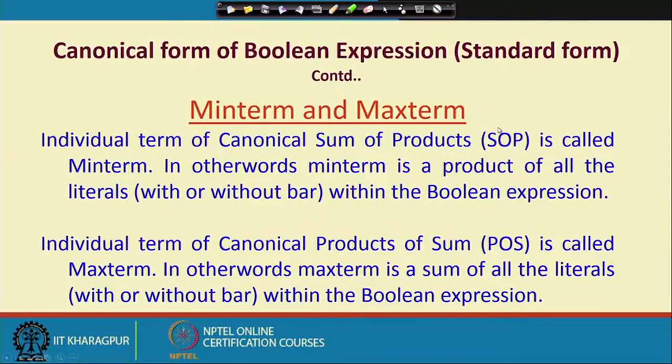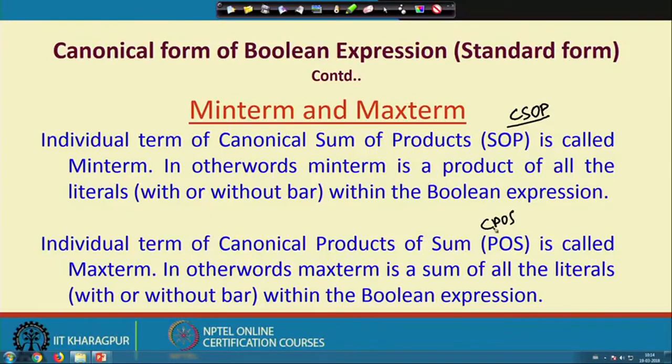So, when you have converted an expression to these canonical forms, product of sum or sum of product, we come across two new terminologies. One is called min term, another is called max term. The individual terms of this canonical sum of product expression, which we often write as CSOP, canonical sum of product. Similarly, the canonical product of sum we write as CPOS. So, this is the CSOP form.